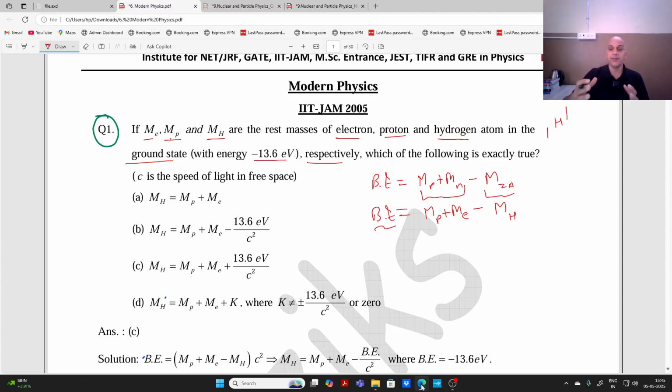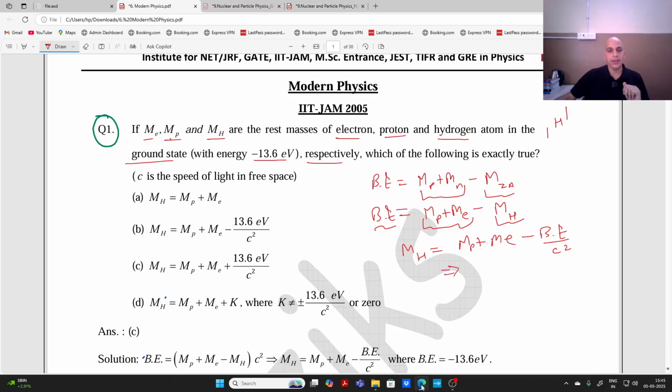Because in case of atom also, when the nucleus and electron join together to form a stable system, that is atom, some energy is needed. That energy is called binding energy. So mass of proton plus mass of electron minus mass of hydrogen atom. So from here I got mass of hydrogen atom is equal to mass of proton plus mass of electron minus binding energy divided by c square. That will give me the mass.